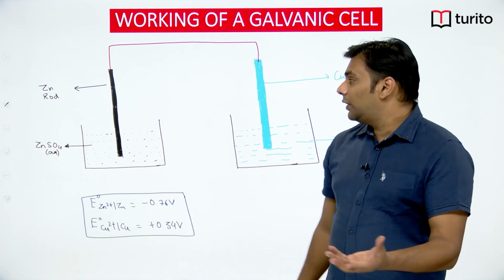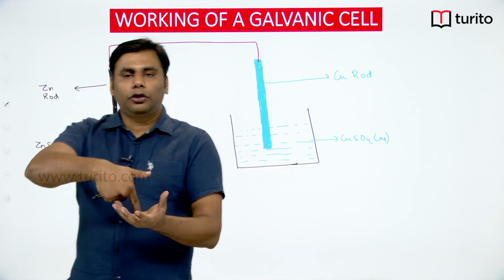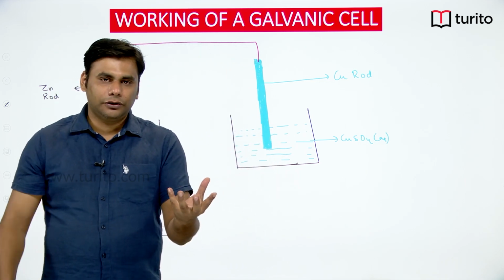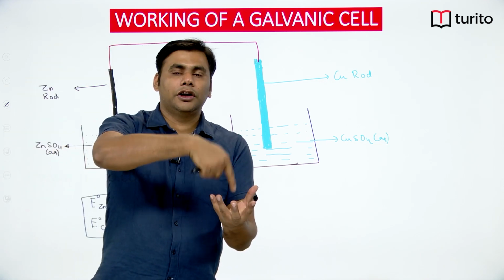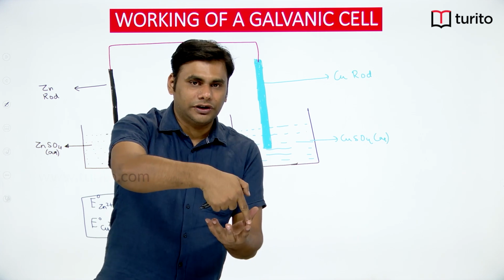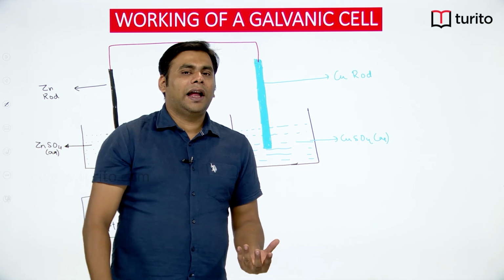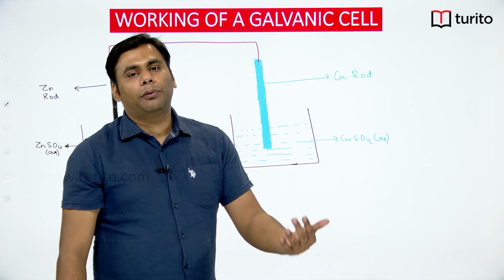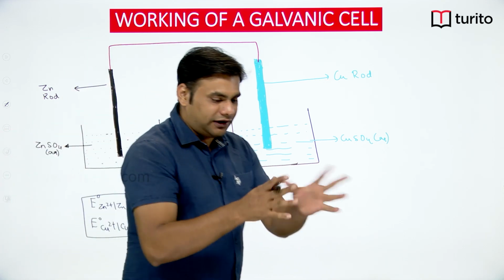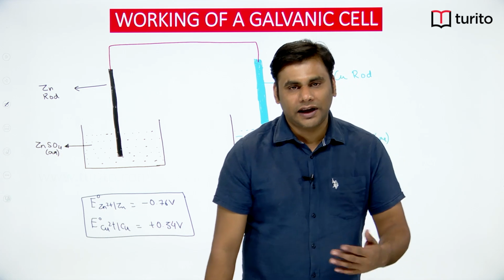Now what you could have done is, you could have taken copper sulfate solution and dipped a zinc rod in it. So in this case, zinc would undergo oxidation. Zinc would change into zinc 2 plus ion, and the copper 2 plus ion in the solution would come onto the rod and get deposited as copper because its reduction potential is positive. But in that case, everything is happening inside the solution. There is no movement of electron which we can capture.